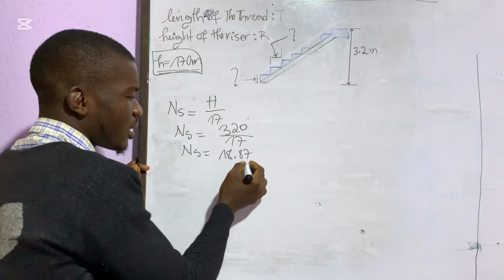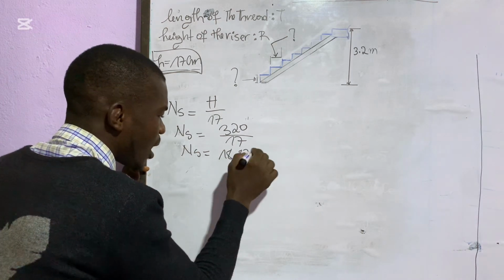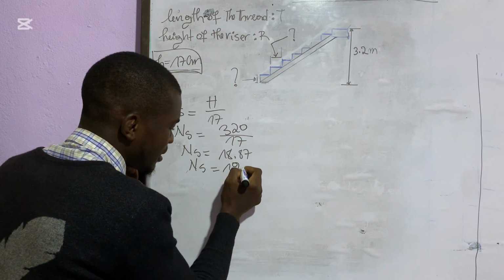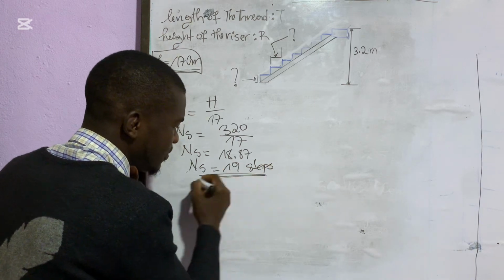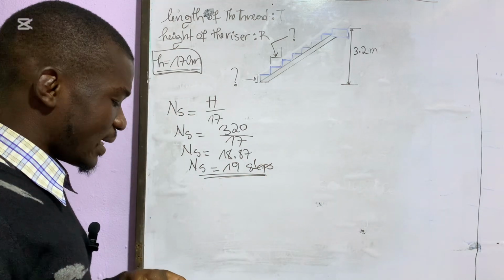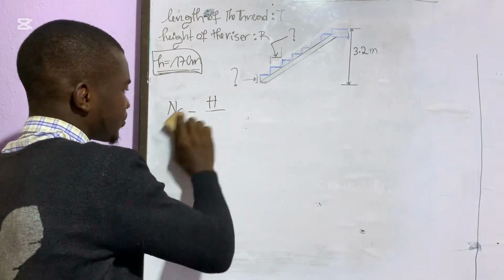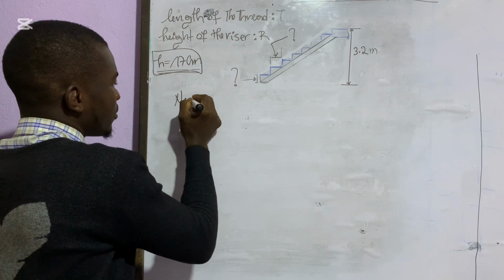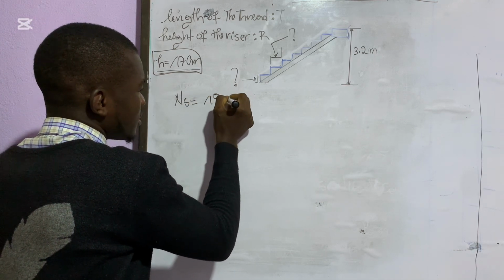But knowing that we cannot build a 0.87 step, we round up this value to ns is equal to 19 steps. Okay, so at the end of the day, the number of steps ns is equal to 19. Okay, now you have the number of steps. We found the number of steps, that's 19 steps.